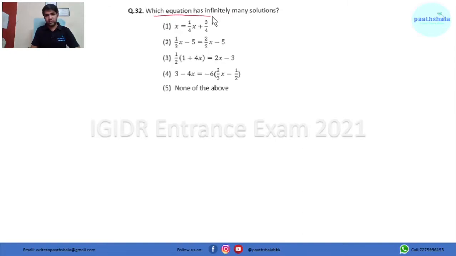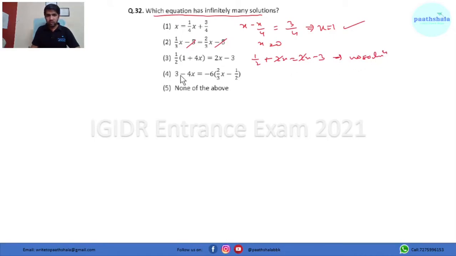So let's move to the next question. In this, it is asking which equation has infinitely many solutions. Let's look at the first option. Here you can find one definite solution. If you solve it, x minus 1 by 4 equals 3 by 4, so you will get x equals 1, which is a definite solution. Similarly, in the next case, minus 5 and 5 get cancelled out and you will get x equals 0. In this case, if you solve it, it will be half plus 2x equals 2x minus 3. So 2x and 2x get cancelled out and there will be no solution in this case. So we are left with this choice.